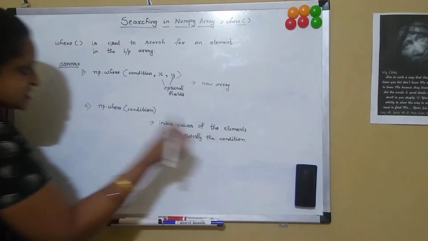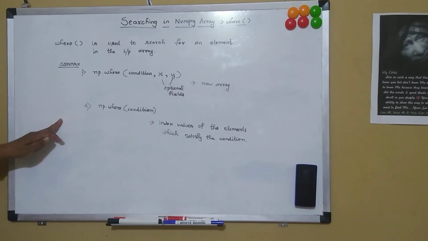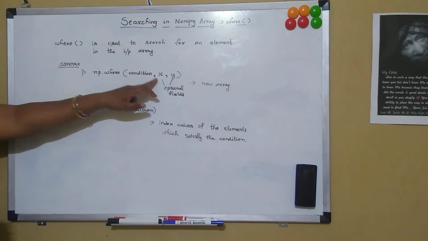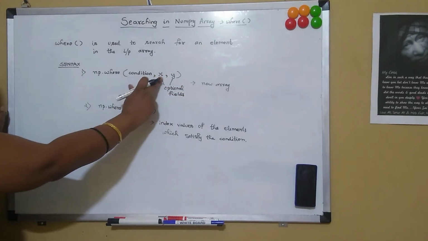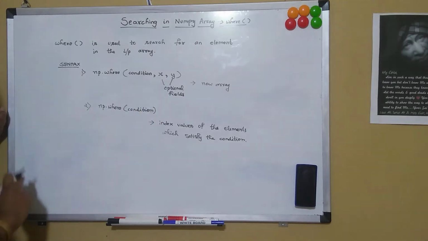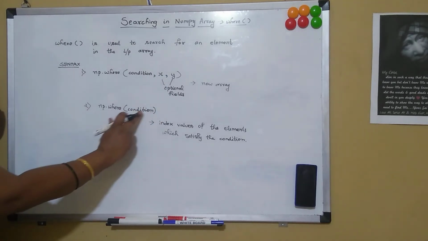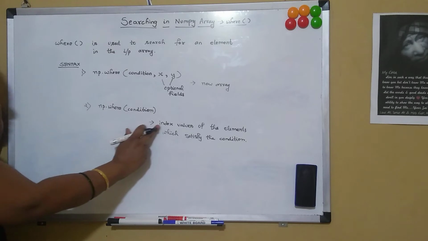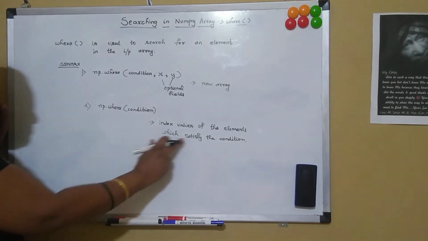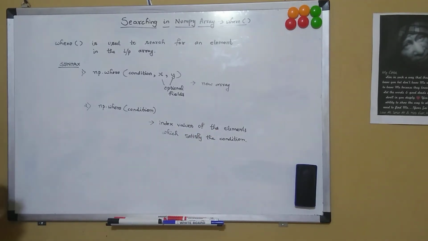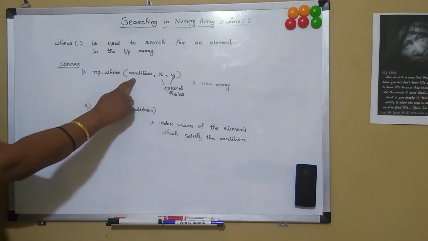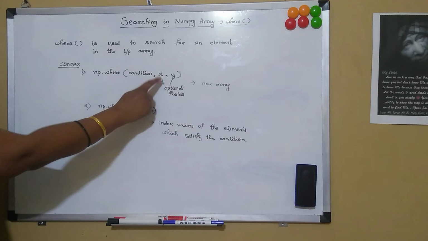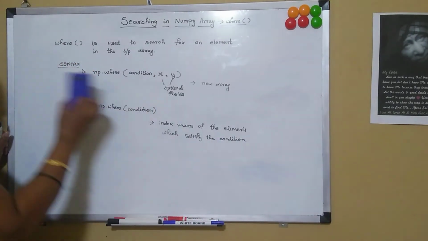So hope it is clear for you, friends. There are two scenarios. Where we give a condition, x and y, a new array will be created by taking elements from x and y based on the condition. Where only the condition is given without x and y, it will give the index values of the elements which satisfy the condition. Firstly, let's look into only the condition, and later on let's look into condition with x and y.